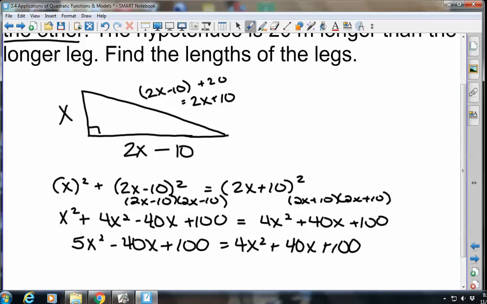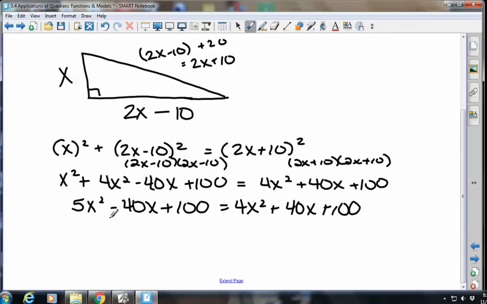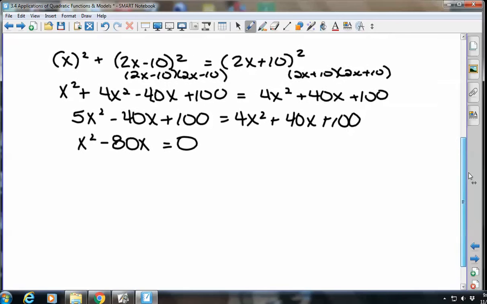This is a quadratic, so we want to set it to 0. So I'm going to have to bring over all these terms. So if I subtract my 4x squared, that would just give me a 1x squared. If I subtract my 40x, that would give me a negative 80x. When I subtract my 100, those cancel out. Okay, now what? So what can I pull out? Take out of that.